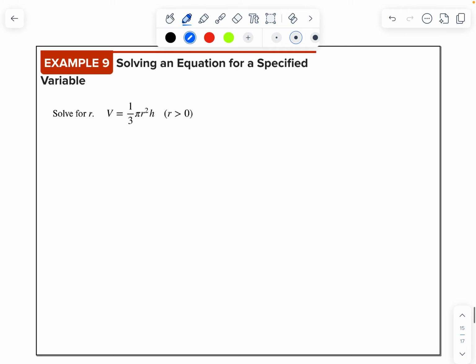All right, we can also do literal equations with quadratics. So let's try and solve this literal equation. We're trying to solve it for r. That means we're trying to get r by itself. If we're trying to get r by itself, I always like to clear all the fractions first. So multiply by 3, multiply by 3. I'm only doing it twice because I only have two terms.